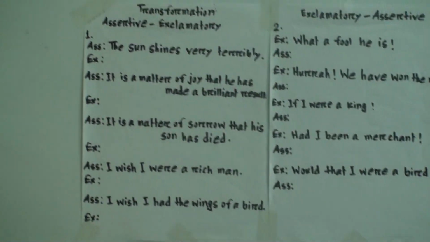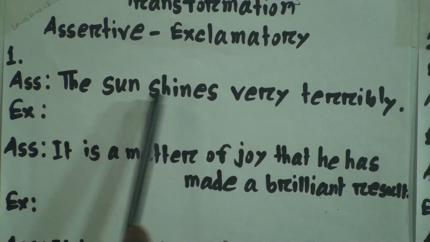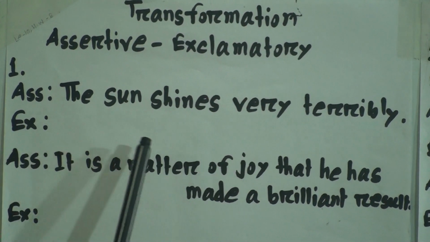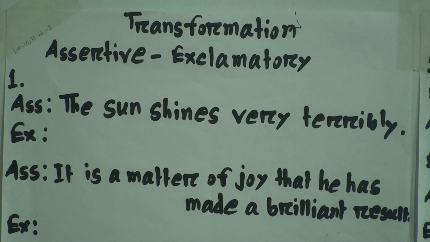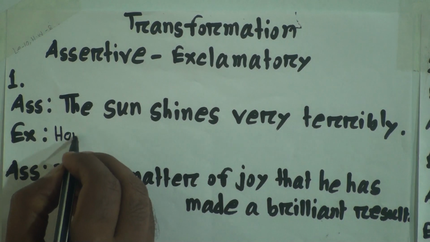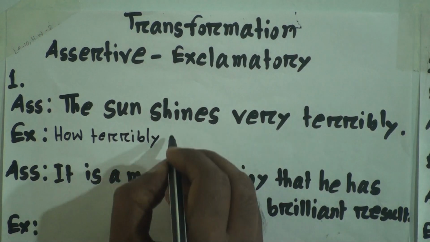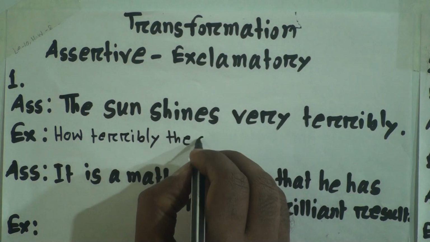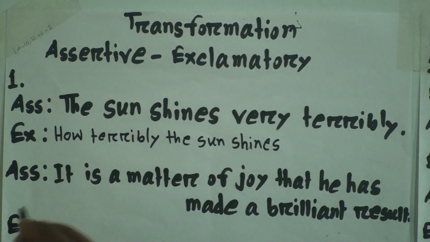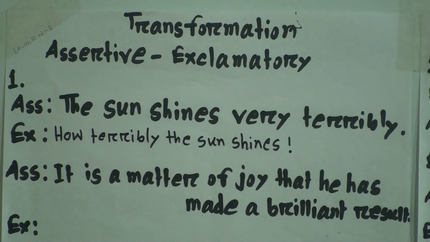Let's start our class. Look here, it is assertive to exclamatory. The sun shines very terribly. This is an assertive sentence. If we make it an exclamatory sentence, we need to take the help of how, because it is terribly. After how, the word will be directly the adjective or adverb. So start like this: how terribly the sun shines. Look, how terribly the sun shines. Then the exclamatory mark. Nobody will forget to give it.